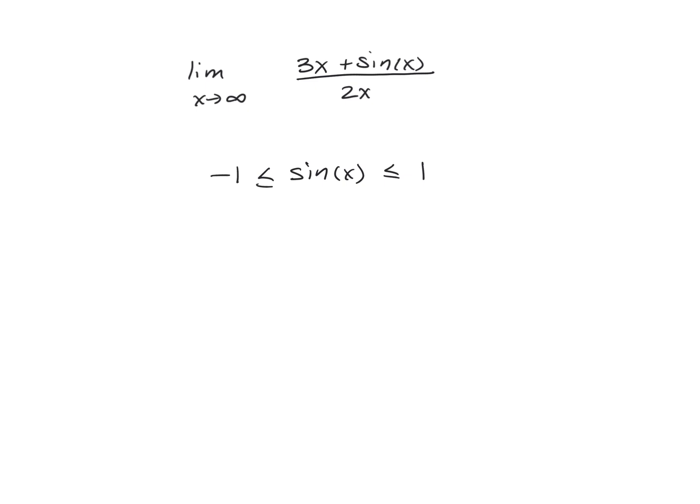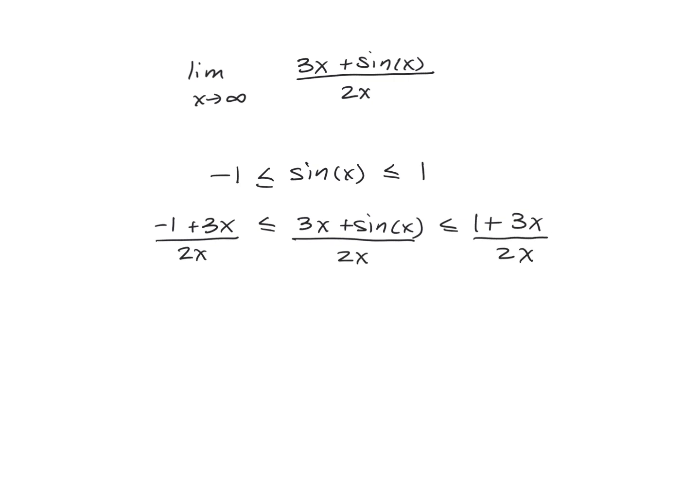And then the next thing we're going to do is build the rest of this function. So we're going to add 3x to both sides. So negative 1 plus 3x is less than or equal to 3x plus the sine of x, less than or equal to 1 plus 3x. And then we'll divide the entire equation through by 2x.